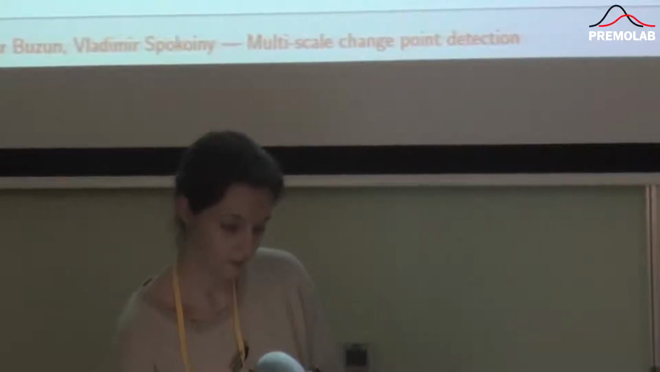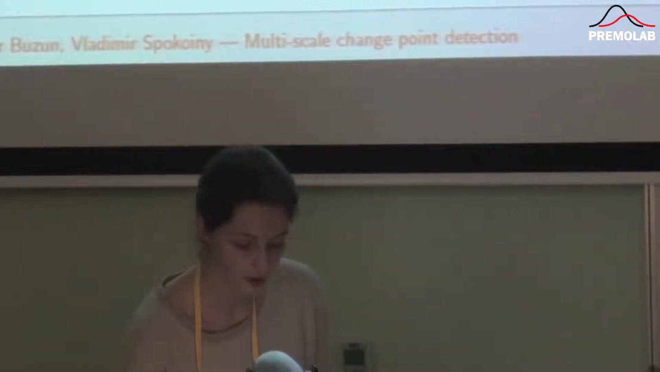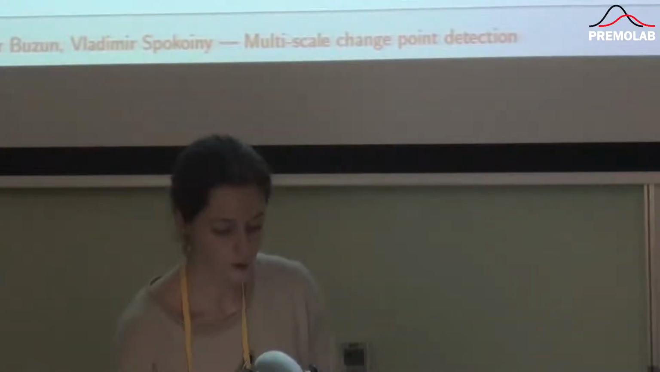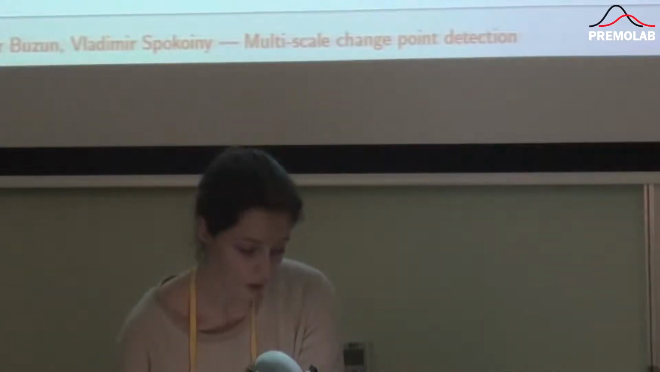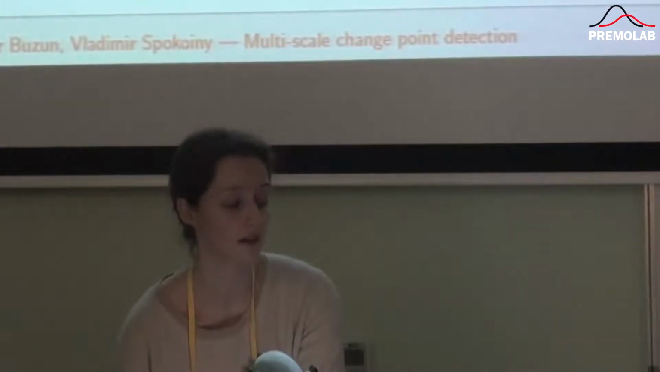The top line is the observed data, it's Gaussian data, and the rest is the likelihood ratio test convolution with the pattern, calculated in different sliding windows of different sizes.